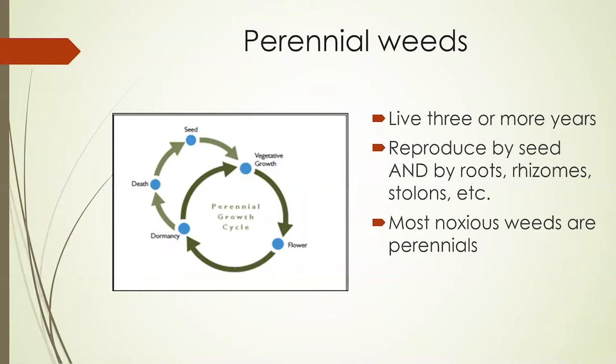Perennial weeds live 3 or more years. These things reproduce by seed and by their roots, rhizomes, which are the below ground stems, and stolons, above ground stems like strawberry plants. So these things are really prolific because they reproduce a number of ways. A lot of noxious weeds are perennials. So when you know the life cycle, it can help with not just the timing of a control plan, but the types of control. And we'll get into that as we go through and talk.